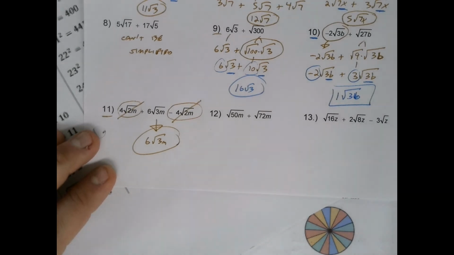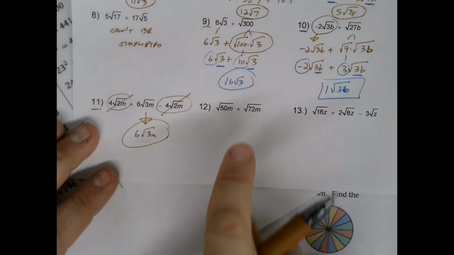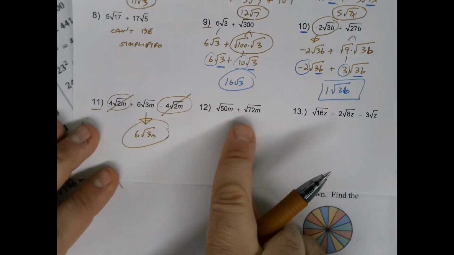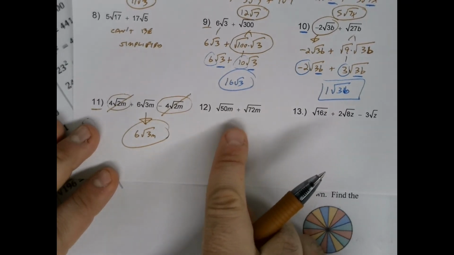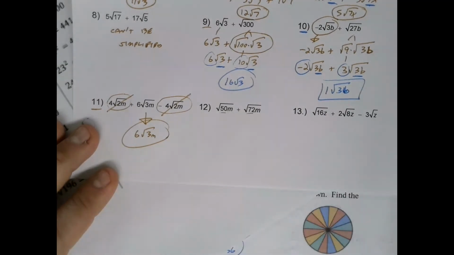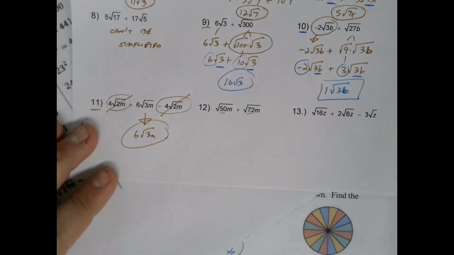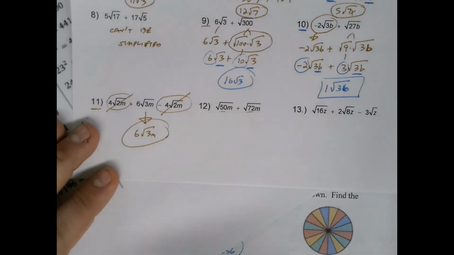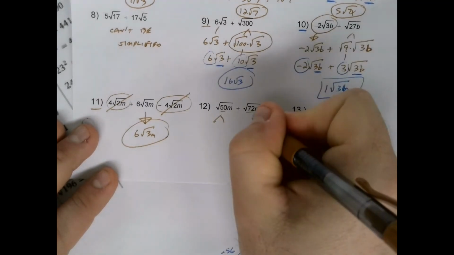Okay? But in a situation like this, do I have like terms? I got m's, which is good. But what about the numbers? They're not the same. Okay, so our goal is to produce the same radicands. Okay, so to do that, we're going to split each of these up.